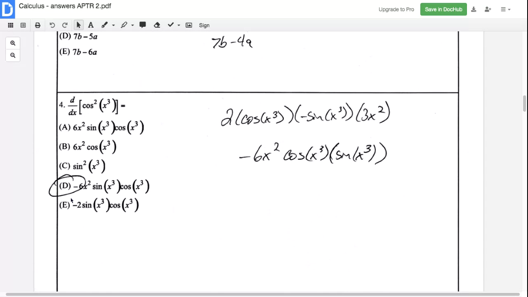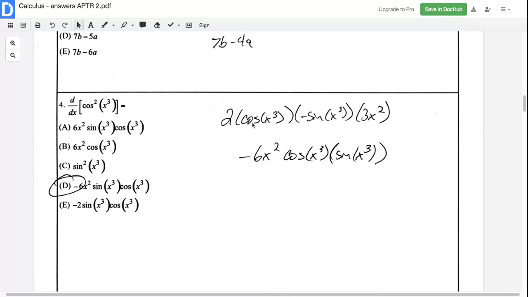Number 4, this is just asking for the derivative. Make sure we understand that this 2 is on the outside of all of this. So it's cosine x cubed and then parentheses squared. So we have to know that when we're doing the chain rule. So I'm bringing the 2 down. There is a 1, understood 1 right here.